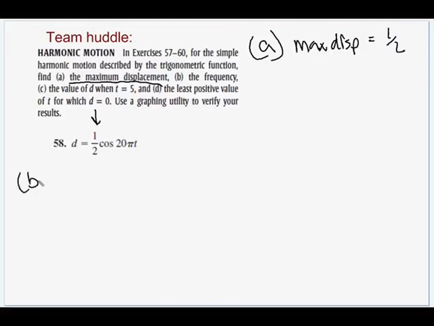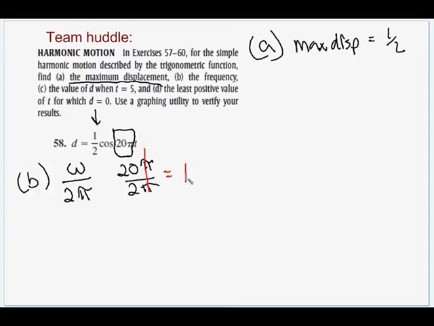Part B. Part B is the frequency. And frequency is omega divided by 2 pi. Remember, omega is just what is in front of the variable. So omega is 20 pi divided by 2 pi. Ooh, this is going to be nice. Pi's cancel. 20 divided by 2 is 10. 10, and that is cycles per second. Or they don't really give us any time units here, so cycles per unit of time, or time unit. Whatever the case may be.